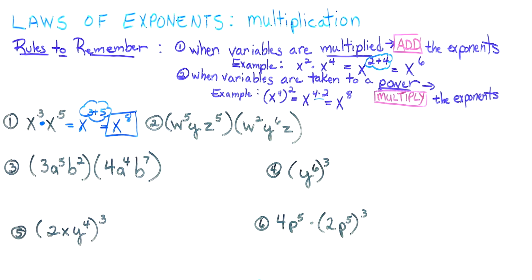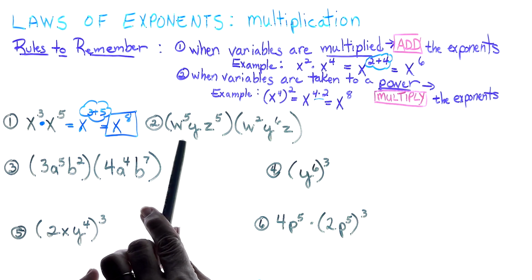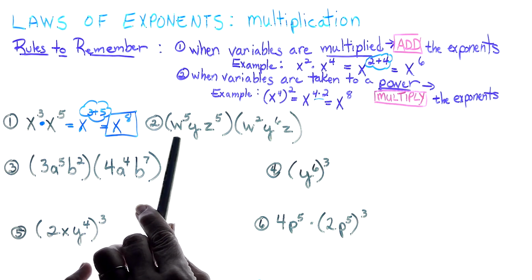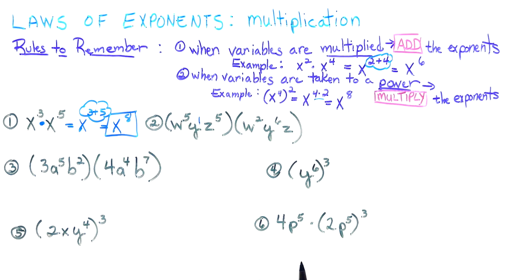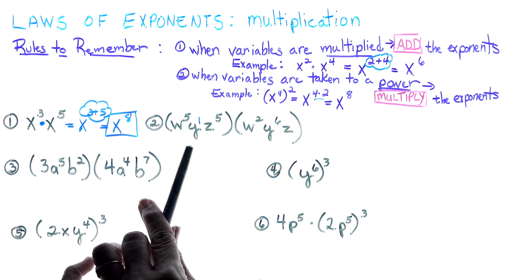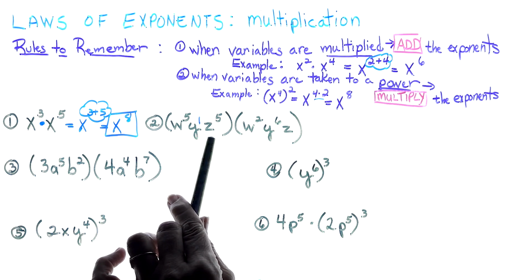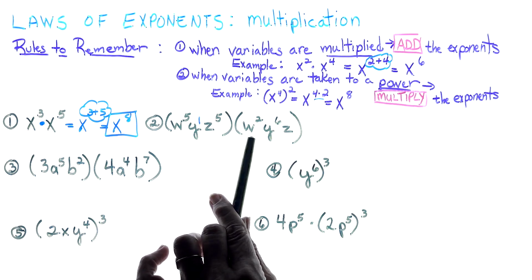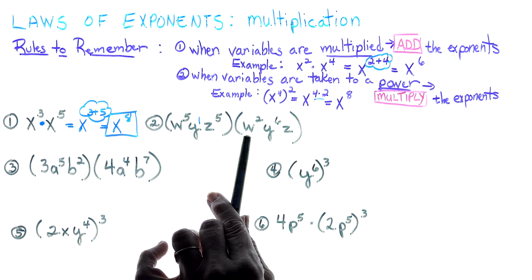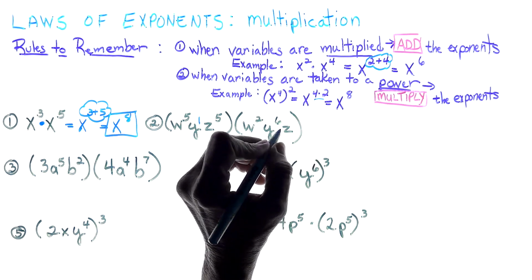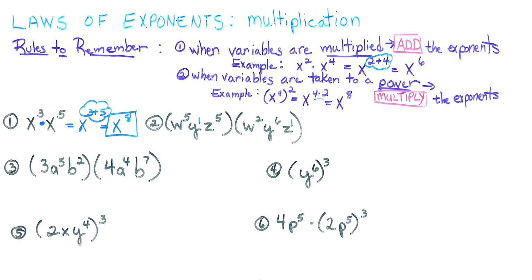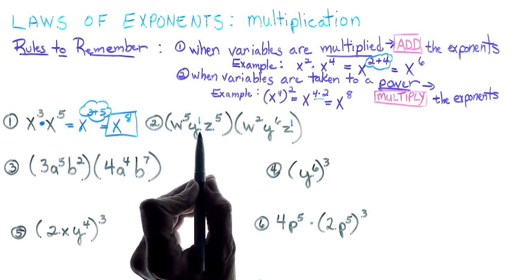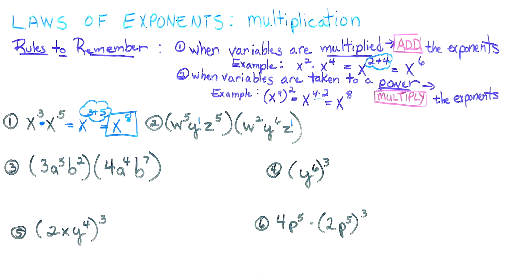Well, number 2 is a lot bigger. We have w to the 5th, y, oh, there's not a number there, so I'm going to put a 1 there because that's going to be important. y to the 1st, z to the 5th, and now we have w squared, y to the 6th, and again, z doesn't have a number, but I'm going to put a 1 there because when I am adding my exponents, I don't want to forget the fact that those are ones.